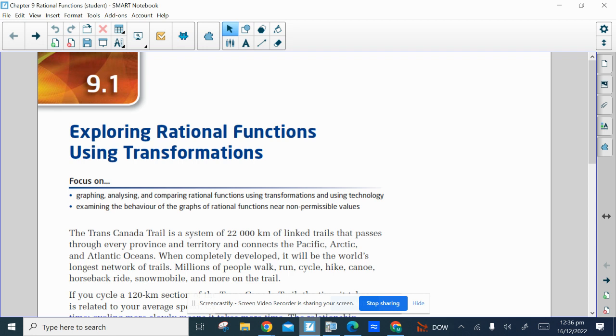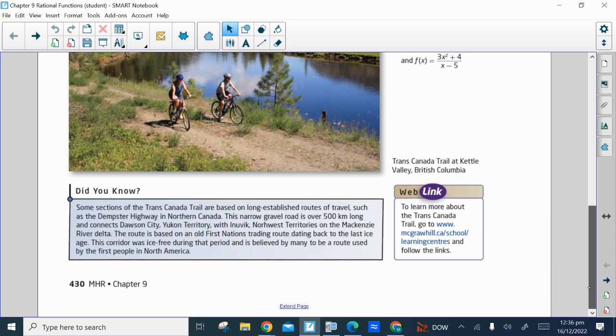So we're going to look at what a rational function is, and then we'll look at doing some transformations on these using the same principles that we've been using all along. So we'll graph and analyze and compare rational functions using transformations. We'll do it manually as well as using technology, and then we'll look at the behavior of the graphs of rational functions near any non-permissive values.